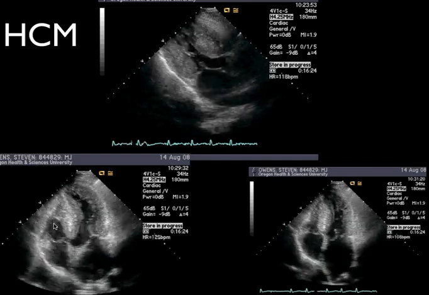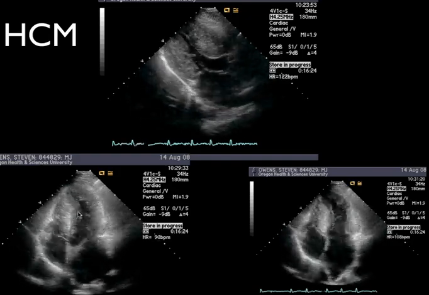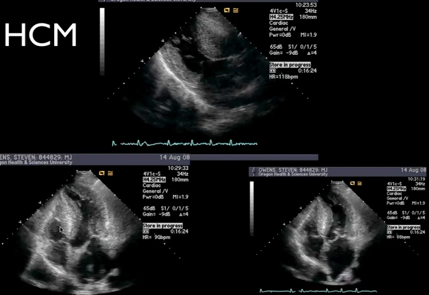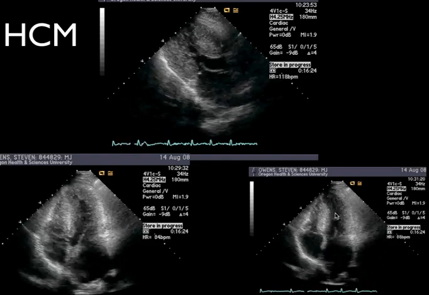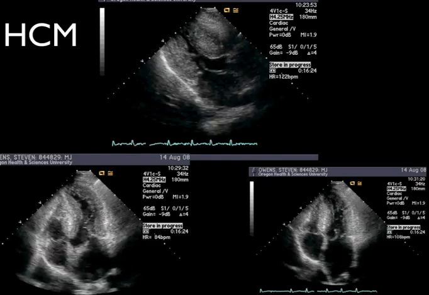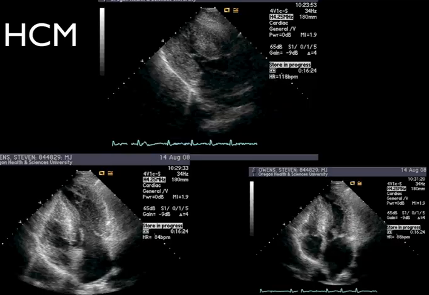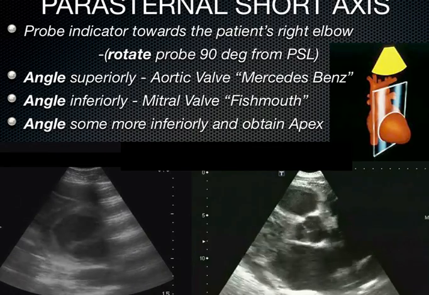This is the left ventricle. This is the right ventricle. And look how thick this septum is, and it comes all the way out here like so. So this is just another example of hypertrophic cardiomyopathy. Again, the parasternal long axis is a nice way to view it.